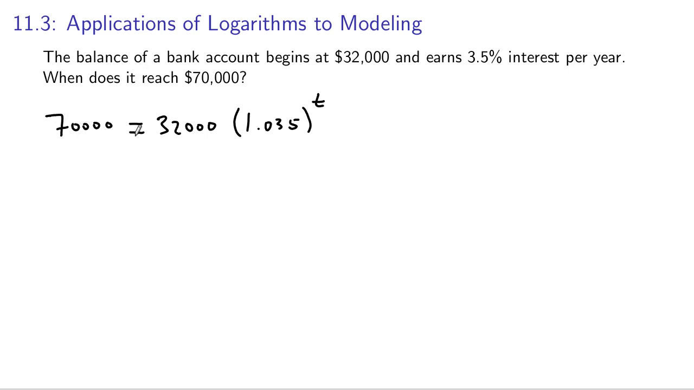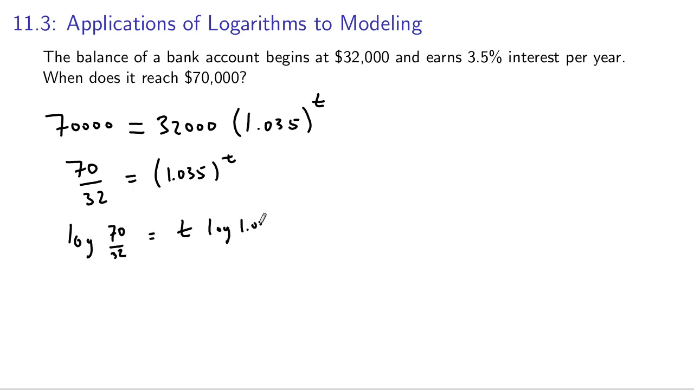Okay, so we can solve this equation using logarithms. We divide both sides by 32,000. We have 70 over 32 is 1.035 to the t power. Now if we take the logarithm of both sides, we will have the log of 70 over 32 equals t times the log of 1.035. Dividing both sides by log of 1.035 will give us t.